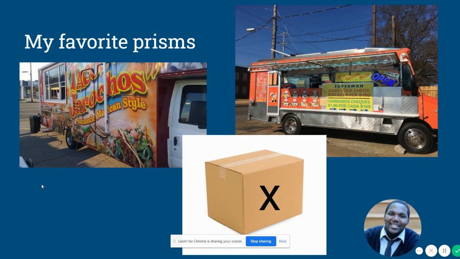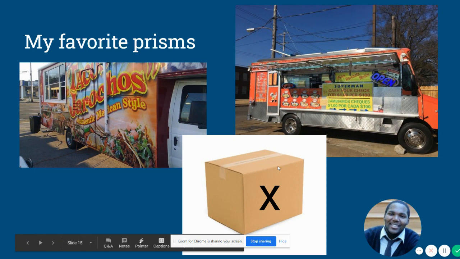All right, let's take a look at my favorite prisms. These are food trucks from our neighborhood, the Berclair community, and I love food trucks, especially these. And this third box, this is my Xbox, of course. You didn't think I had one, but I fooled you.